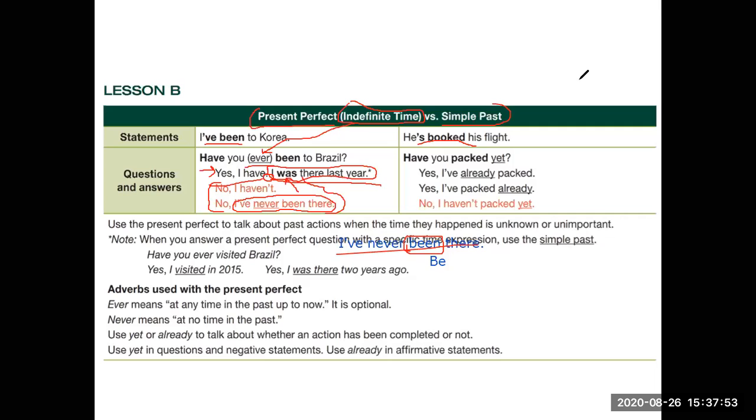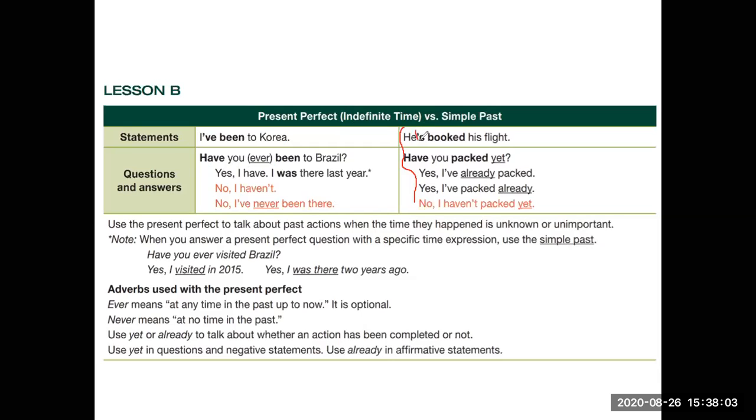The second example, let me clear this. The second example is, he's booked his flight. Here you have a contraction. This is not the verb to be. The long form of this example is, he has booked his flight. This is the structure of the present perfect: the subject, the auxiliary, the verb in past participle, and then the rest of the sentence. He has booked his flight, or he's booked his flight.